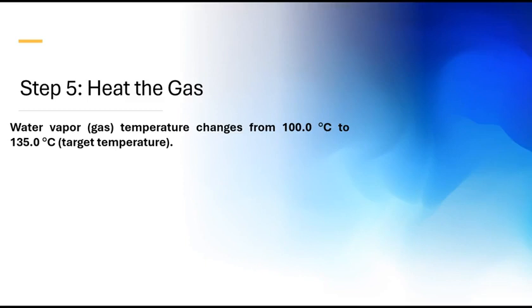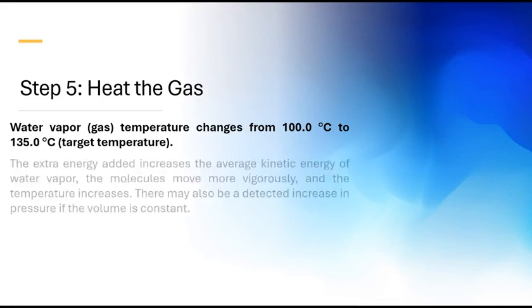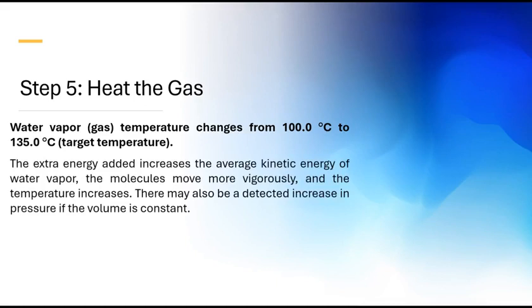Step 5. Now we're going to heat the gas. Our target temperature is 135.0 degrees Celsius, so we have to take the water vapor, or the gas, from 100 degrees Celsius to our target. Because the temperature is changing, we're going to go ahead and use Q equals mc delta T. The extra energy added increases the average kinetic energy of the water vapor, the molecules move more vigorously, and the temperature increases. There may also be a detected increase in pressure if the volume is constant.